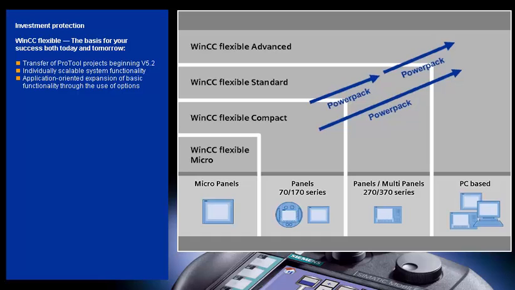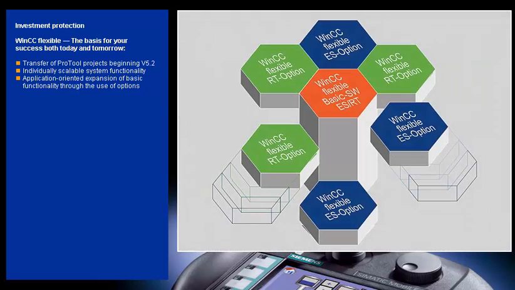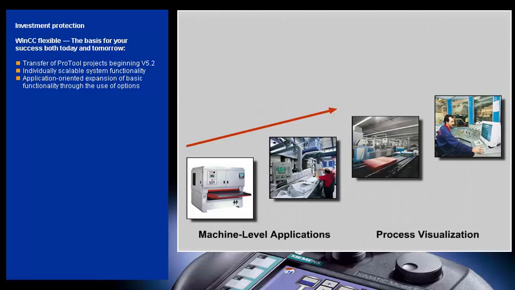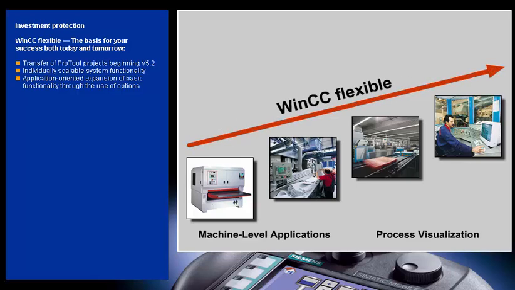In the case of PC projects, you can also begin with basic HMI functions when your application permits. Functional or sector-specific expansions can be integrated in WinCC Flexible at a later date by adding options. Incidentally, the transfer and further use of entire projects from WinCC V6 is planned for a future version of WinCC Flexible.